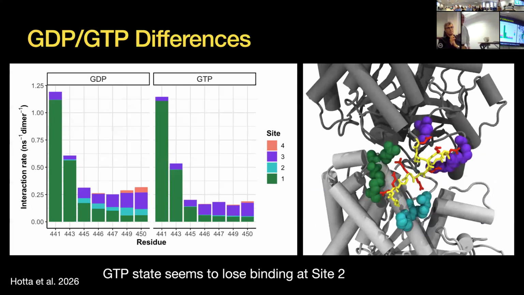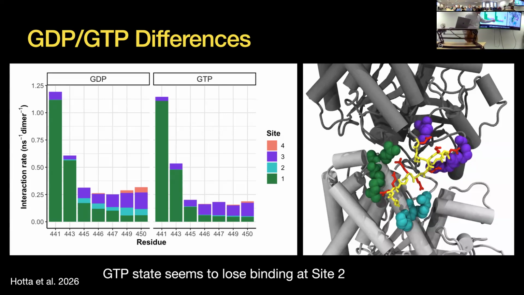If we look at these 4 sites that we talked about, we see that the tail comes right off of helix 11, and interacts very strongly with this group of residues. These are the same ones actually that Antonina found in one of her structures, for those who know who Antonina is. But then we see that the difference between the GDP state and the GTP state is that state 2 kind of seems to disappear, right?